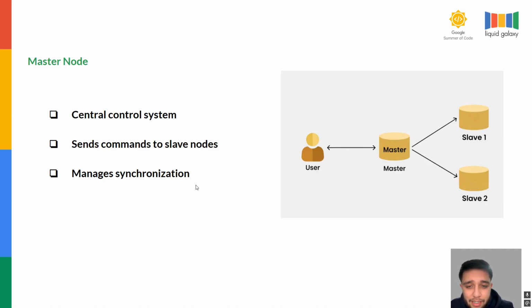Because of this centralized control, the system feels smooth and immersive, and users experience the visual as one continuous display rather than separate screens. So overall, the master node is essential for coordination, control and synchronization in the Liquid Galaxy system.